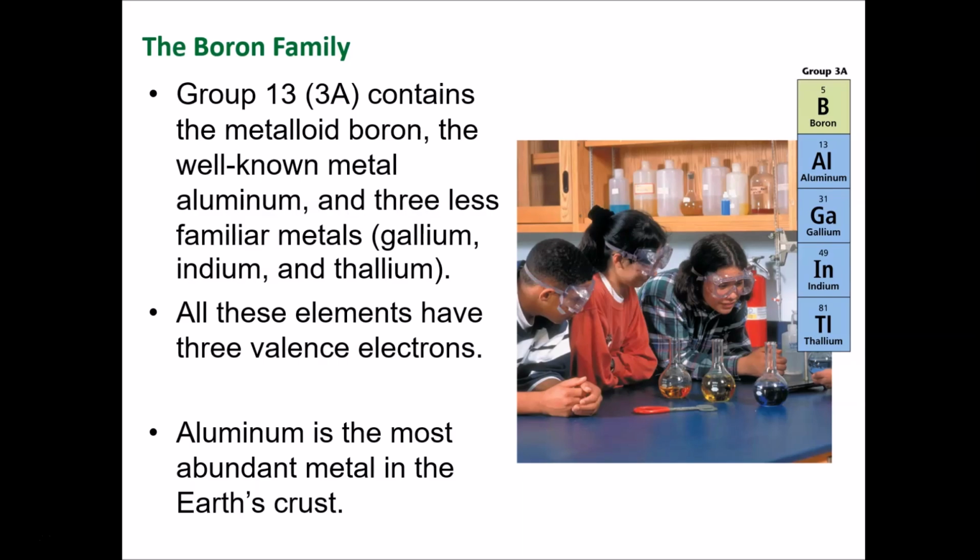And then, of course, there's other elements here that we don't hear a lot about. Gallium, indium, thallium, that we don't hear a lot about. They don't have as many uses.